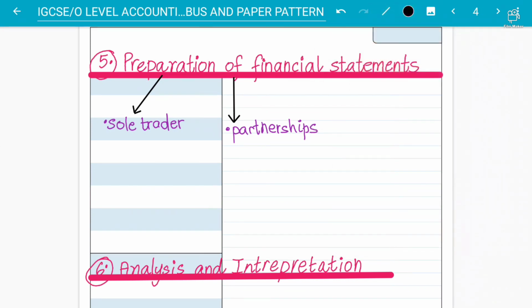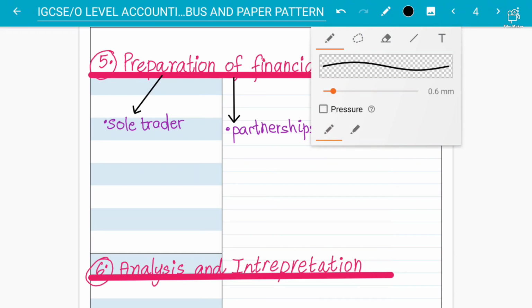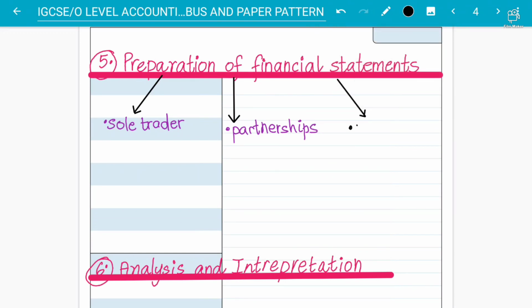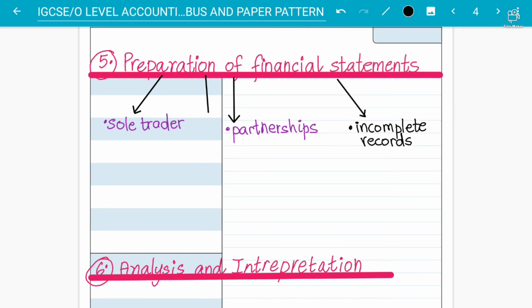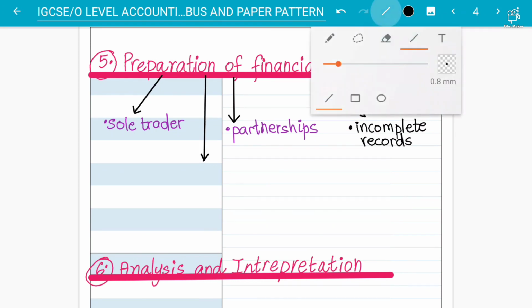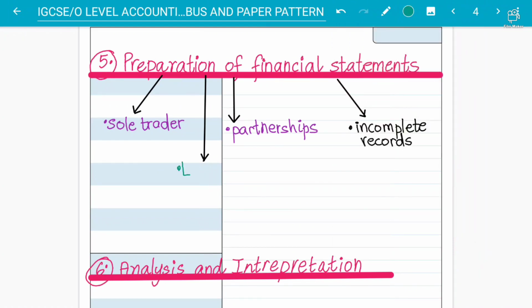Then after partnerships we have incomplete records, or companies first. So let's write it down, not a problem. We have incomplete records, where some information is missing or the double entry is not complete, so we can have incomplete records as well. And furthermore, section 5.4 basically talks about limited companies. So we have limited companies that we are going to talk about.